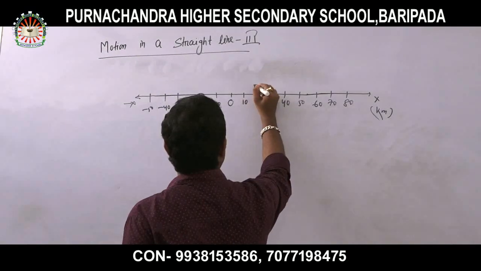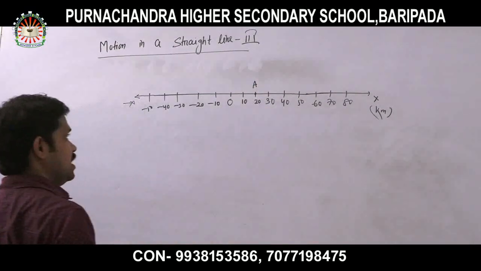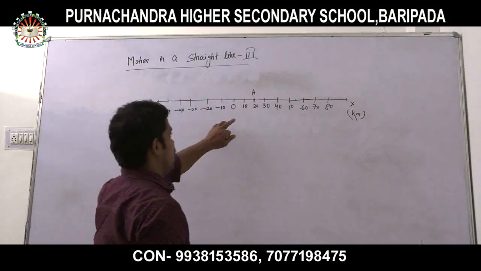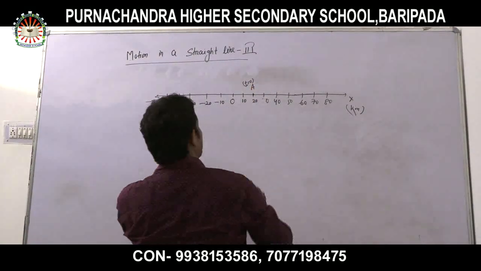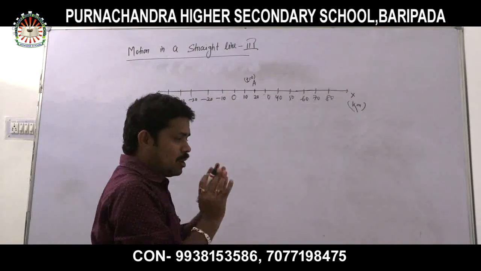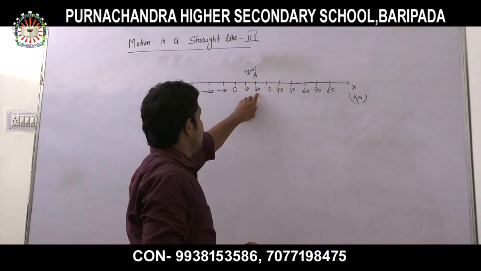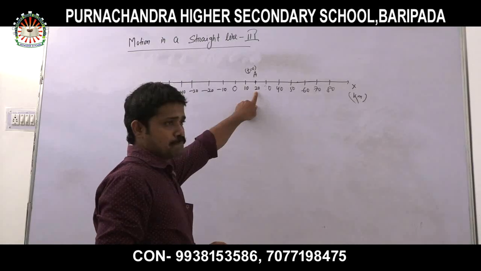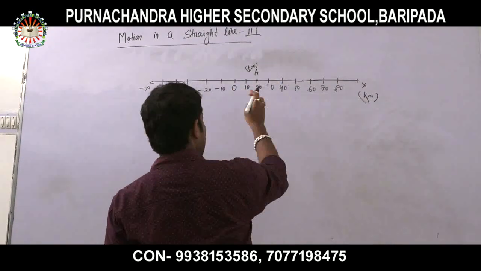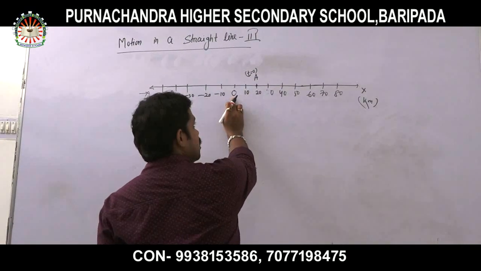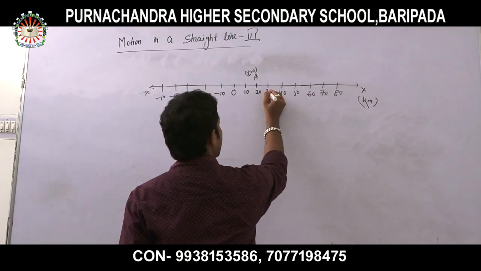Now suppose an object is starting from this station. So at t equal to 0, the object is at A. Look very carefully, at t equal to 0. That means at this time the object is at rest. So t equal to 0, it is starting from here. Because the object is not starting from the origin, it is starting from here, 20. Clear, all of you?